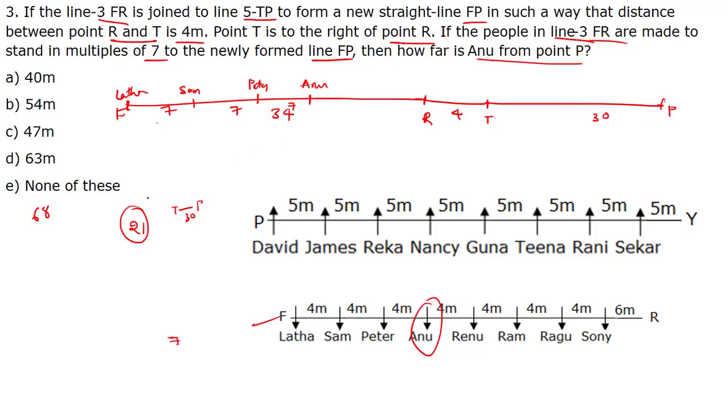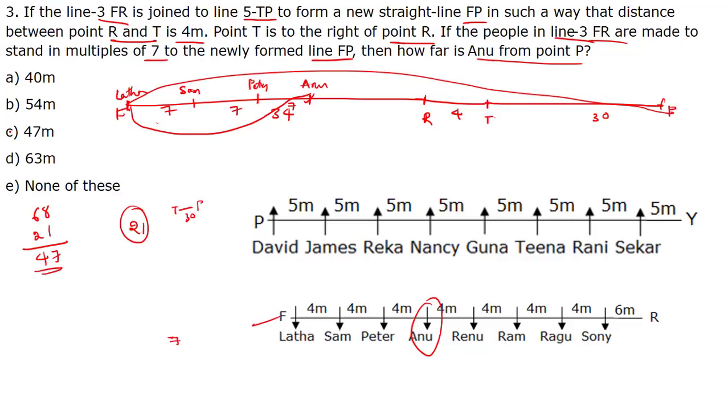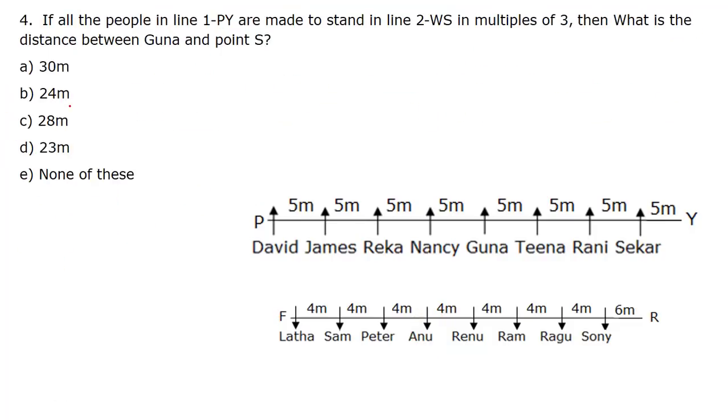Because the total distance from F to P is 68 meters, and the distance between Anu and F would be 21 meters, we need to remove this portion from the total. I hope you are able to follow. So remove that 21 meters from 68. So the distance would be 47 meters. That is nothing but option C. I hope you got it. Let's check out the next one.